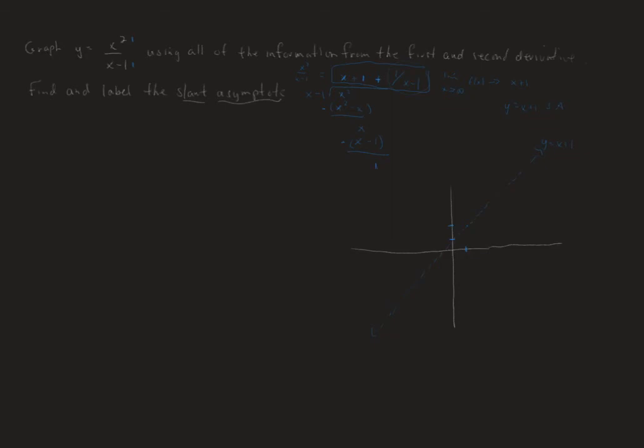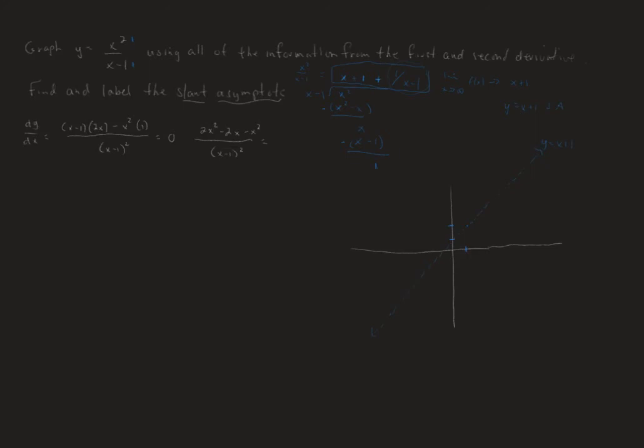Okay, now let's see what information we can get from the first derivative. So dy dx, we can use the quotient rule here. So we have the denominator times the derivative of the numerator minus the numerator times the derivative of the denominator, all over the denominator squared. We want to know where that is 0 or undefined. It'll be 0 when the numerator is 0, and it'll be undefined when the denominator is 0. So if we look at that numerator, that'll be 2x squared minus 2x minus x squared, over x minus 1 squared.